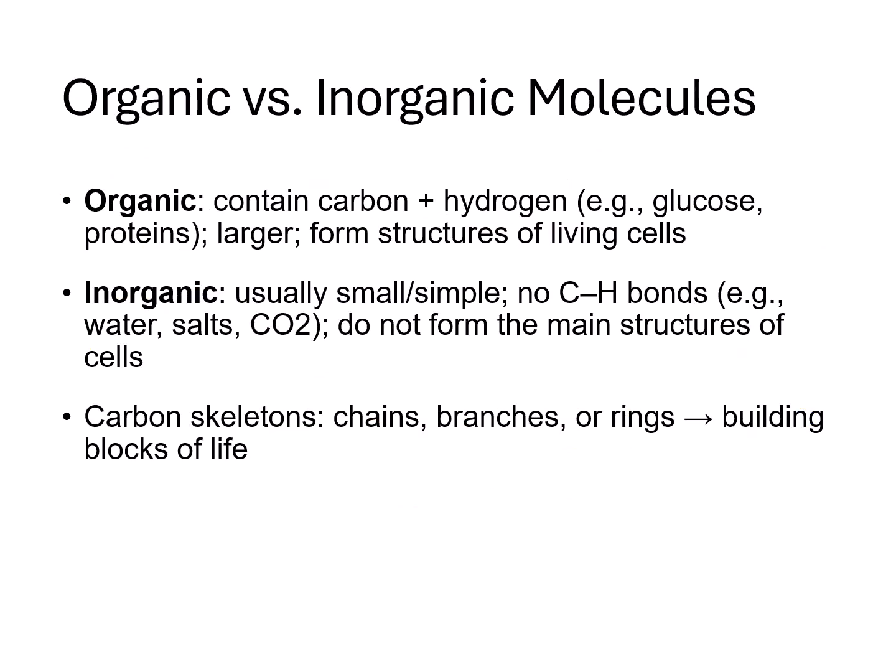Molecules can be subdivided into 2 types. Organic molecules always contain both carbon and hydrogen. Examples include sugars, proteins, and fats. Inorganic molecules, on the other hand, include things like water, salts, or CO2, and they do not contain both carbon and hydrogen together. While organic molecules form the structures of life, inorganic molecules are smaller, more simple, and support cell function. We'll also see in this chapter that these carbon skeletons can be formed from organic molecules when they're linked together in chains, branches, or rings, and these are going to form the building blocks of life.